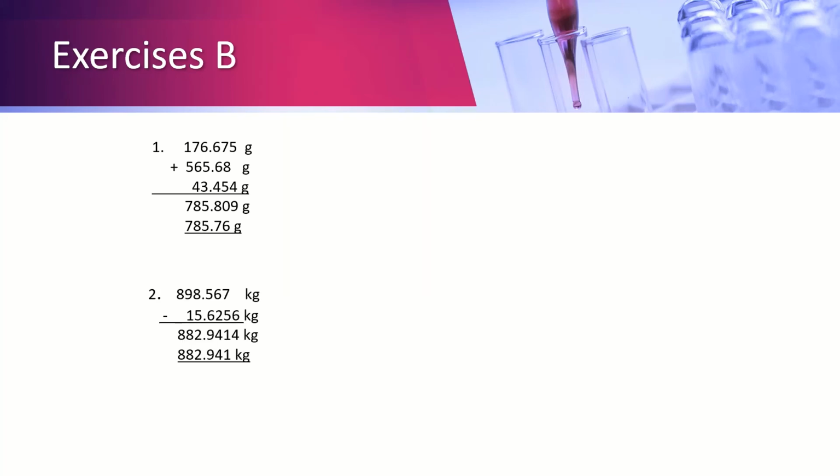For the second exercise, 898.567 kilograms minus 15.6256 kilograms. And the difference is 882.9414 kilograms. The final answer should have only 3 decimal places. So the final answer is 882.941 kilograms.